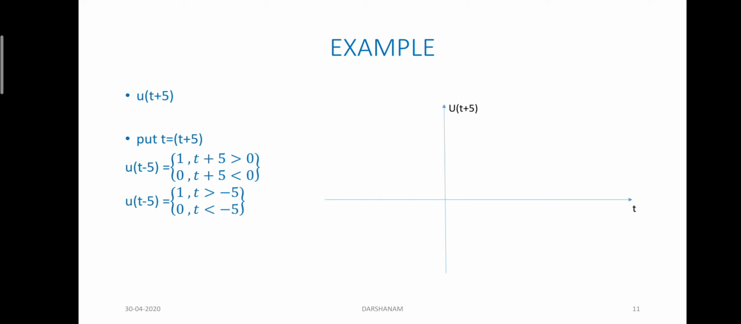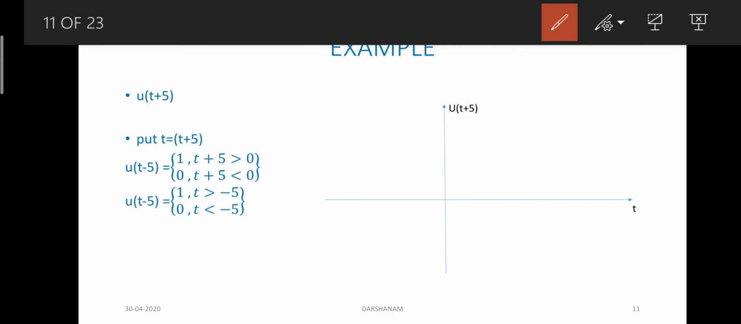Now we can see the next example as u of t plus 5. Here we can use the same equation of the unit step function as u of t minus t0, with t0 equal to minus 5. Put t equal to t plus 5 in the unit step equation: 1 for t plus 5 greater than 0 and 0 for t plus 5 less than 0. We will get that u of t plus 5 is 1 for t greater than minus 5 and 0 for t less than minus 5.